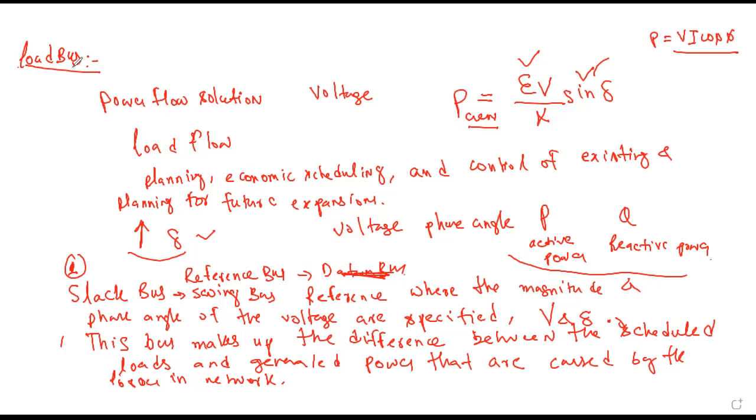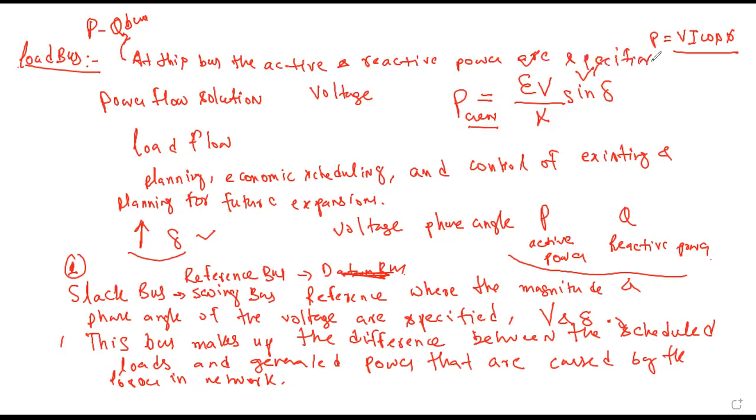Then there's another bus which is called the load bus. The load bus takes into account the active and the reactive power. So this bus is also called the PQ bus. At this bus, the active and reactive power are specified.